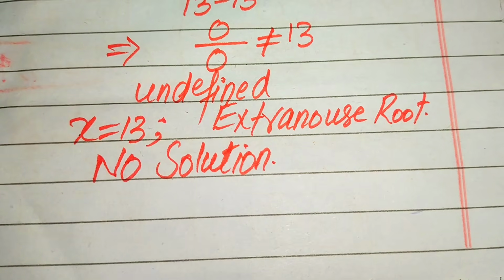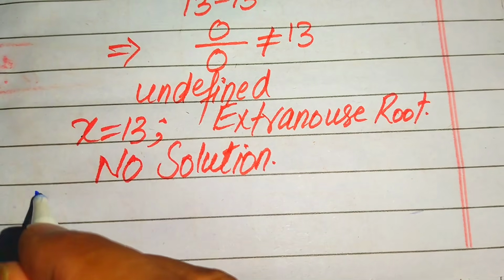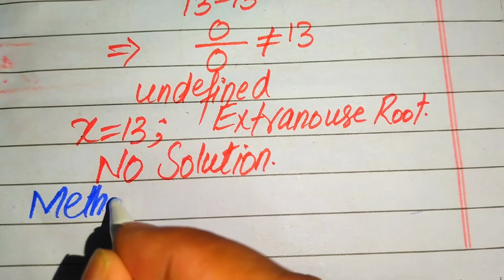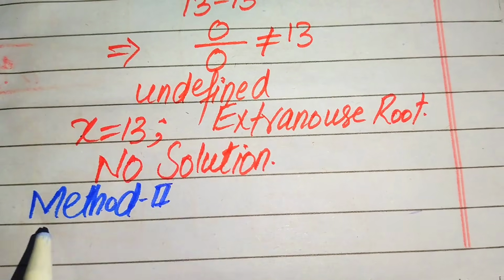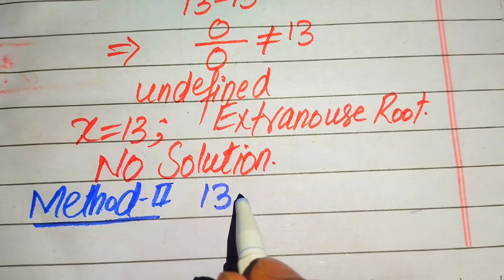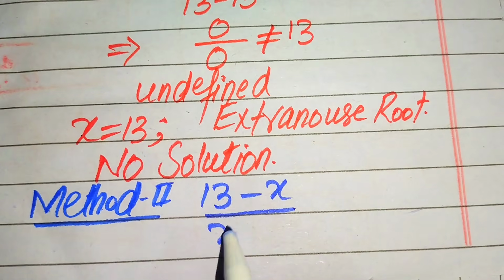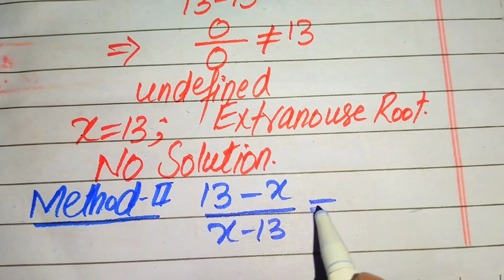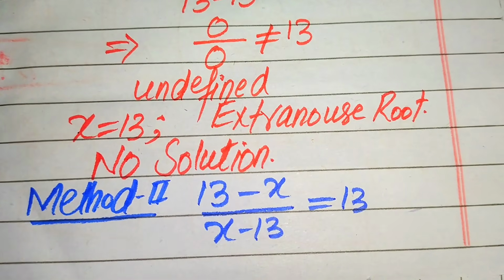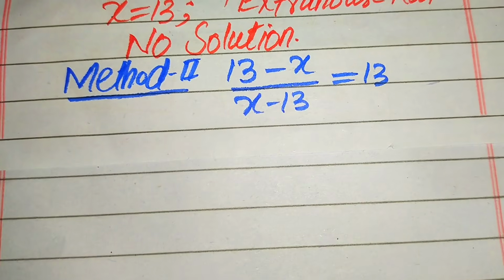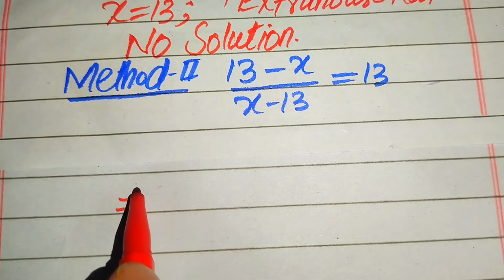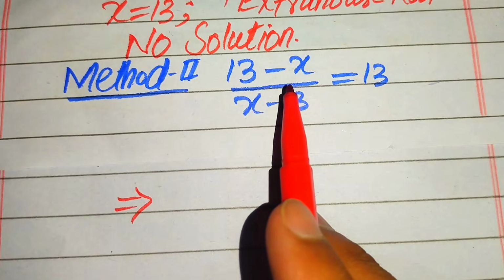And now we again solve this problem by the second method. For the second method, we need to copy down the given question statement here. It is (13 minus x) divided by (x minus 13) is equal to 13. This second method is a very straightforward and quick method. Here we quickly determine the solution set of this problem. So in the second method, we need to focus on the numerator term. We have 13 minus x.